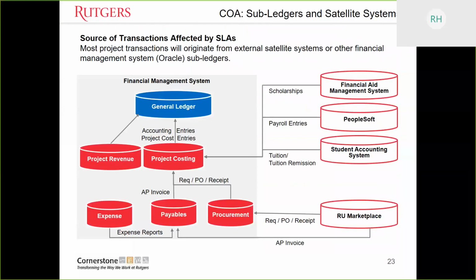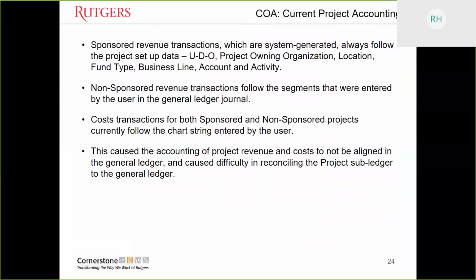The areas in red are the subledgers that are within the Oracle financial management system: project revenue, project costing, expense, payables, and procurement. And basically, subledger accounting rules dictate how the transactions flow from all of these systems into the general ledger, the blue box there above. Currently, there are approximately 50 subledger accounting rules. We are going to go through some of the changes now.